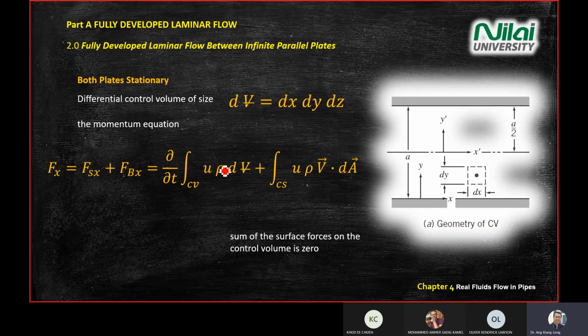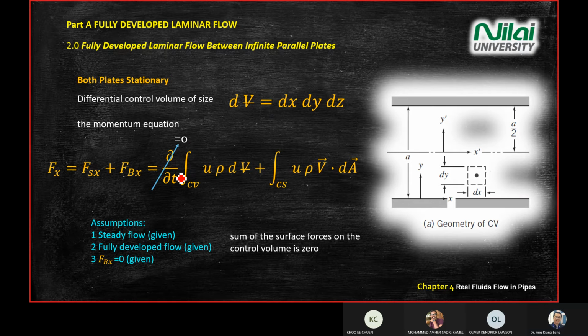And remember, your test one, I haven't asked you this one. I can say 100% it is going to come out in your final exam. So make sure you're familiar with u rho dV and u rho V dot dA. So what happened to this one? We're having an assumption: steady flow, fully developed, and there's no body force at the moment. So steady flow, we cancel the first one. If you have steady flow, there's nothing changed in the control volume for the rho, for the u, and so on. So the first term equals 0.